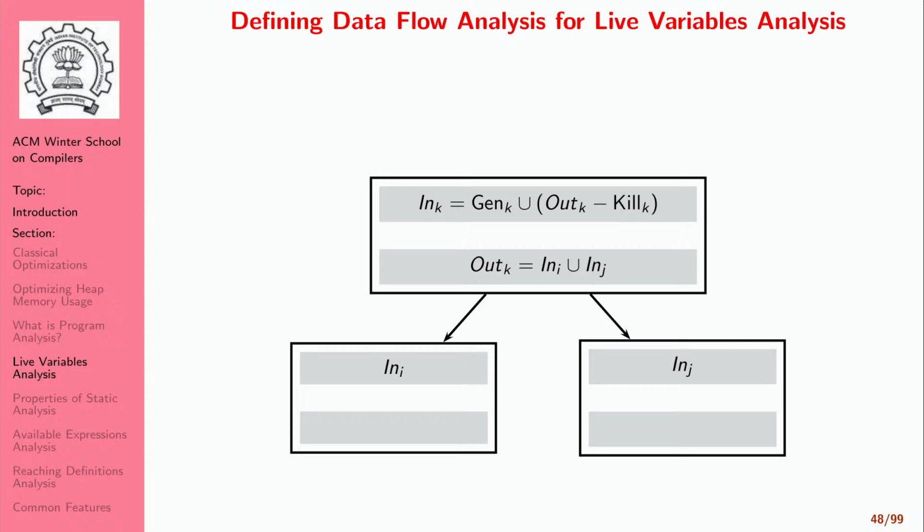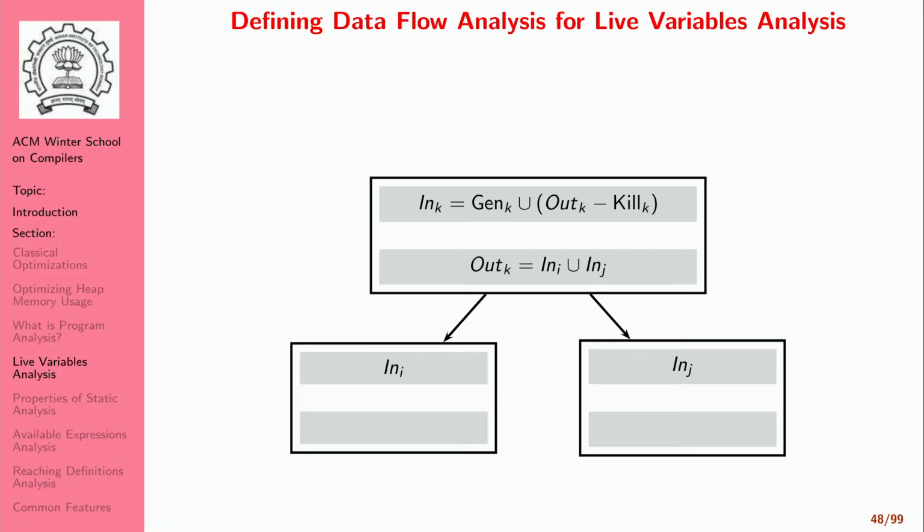So when I write in k is equal to gen k union out k minus kill k, that gives me the set of variables that are live at the entry of k. This is exactly how in I would be computed. This is exactly how in j would be computed. So given something at the exit of a block, we know how to compute what happens at the entry of the block. And then we just repeat it for every node in the block. That's all that is required in order to compute live variables analysis.